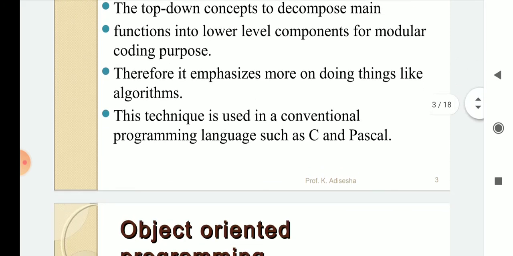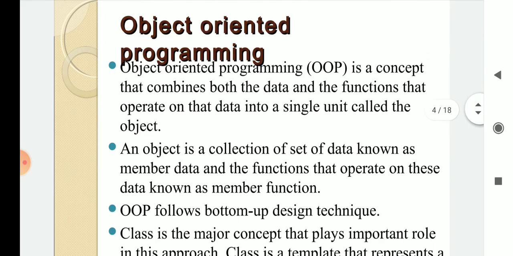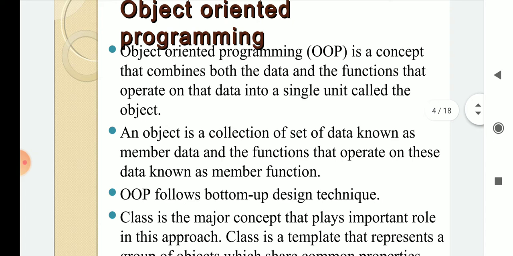Now we are moving to object oriented programming. So dear students, basically what is object oriented programming? A programming where we combine the data and function together into a single unit. That unit is known as an object.